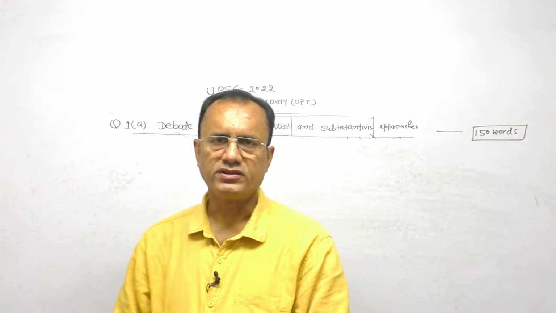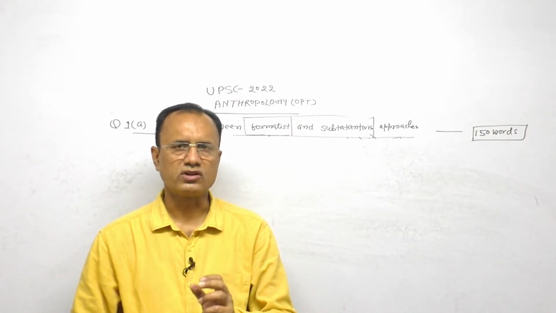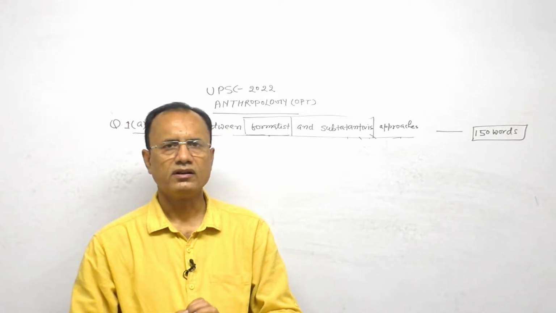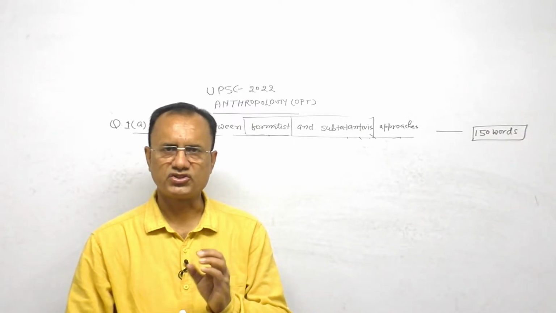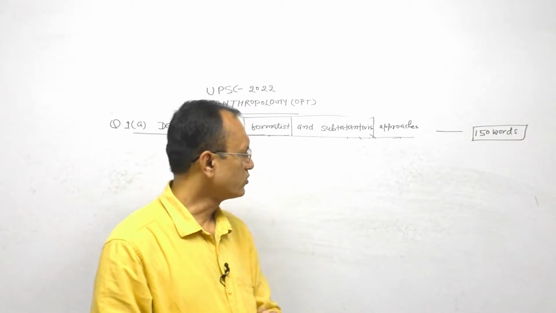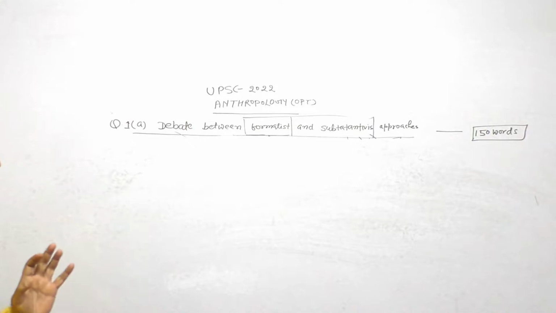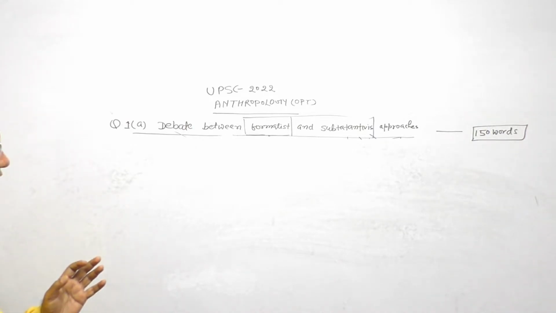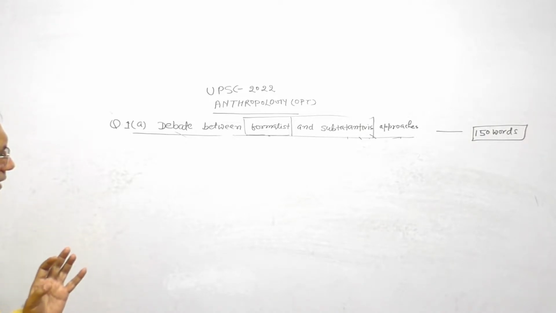Today I am going to discuss an important question asked by UPSC in 2022, from the first paper, and this is the first question. That first question is the debate between formalist and substantivist approaches, right? And we have to write our answer in 150 words. So how can you write your answer in the right direction?